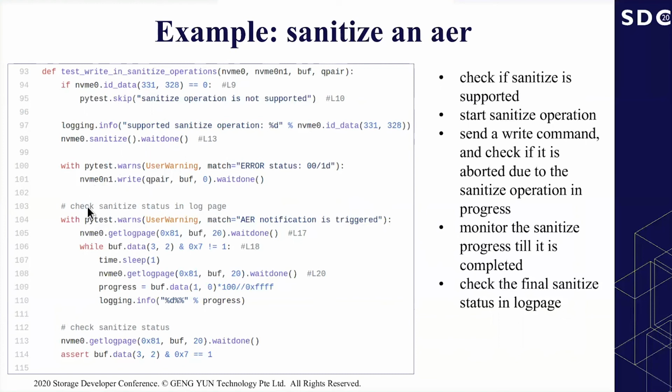Then, we try to issue a write command, and it should be aborted by the SSD with error code 001D because it is prohibited during sanitize. We check the error code in the same manner as in the last example. Then we check the sanitize progress in the log page by get log page commands. We read the sanitize log page every second and print the progress.